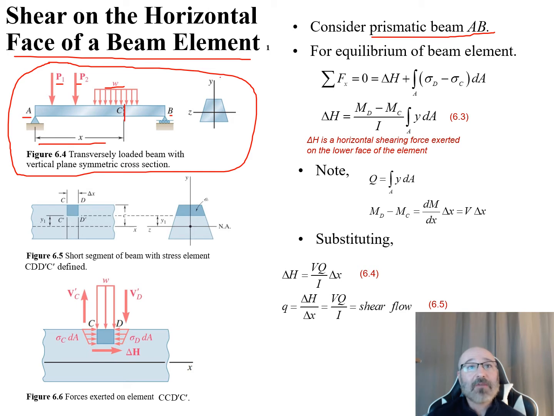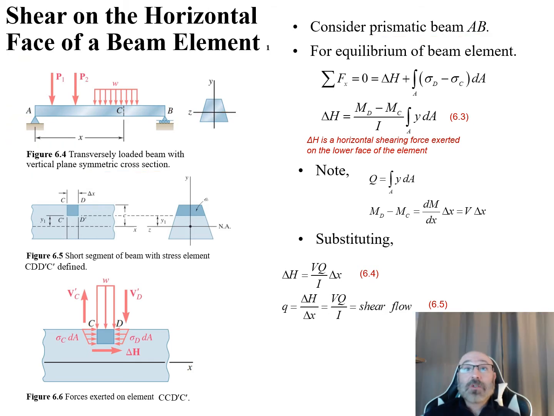And we can see if we section this right here, here's what the cross section of this looks like right here in our YZ direction. So this is a transversely loaded beam with a vertical plane symmetric cross section. So there's our cross section right there. We can see it's symmetric across that vertical plane right there, but not symmetric across our horizontal plane there.